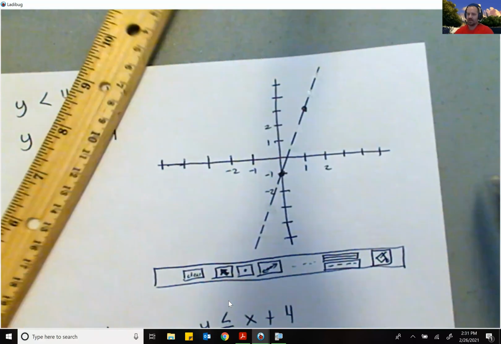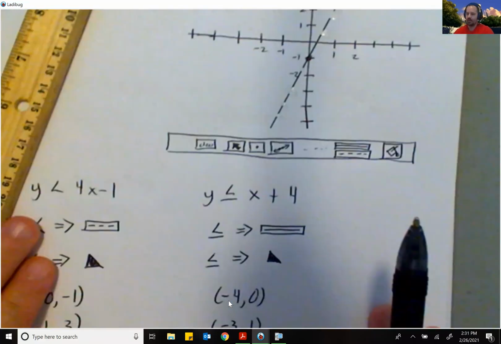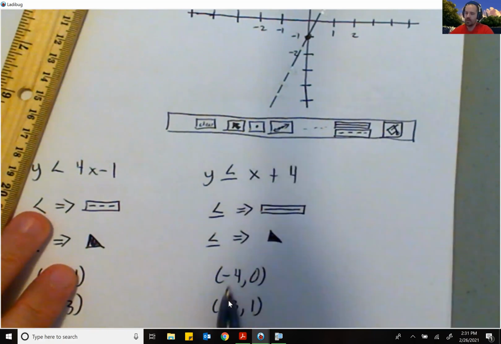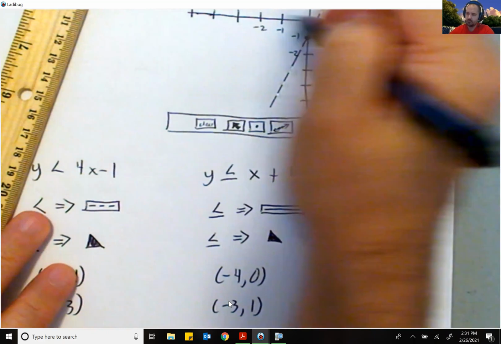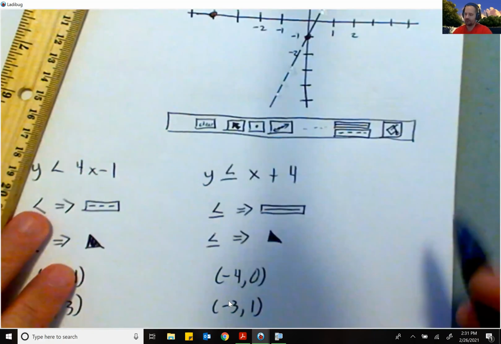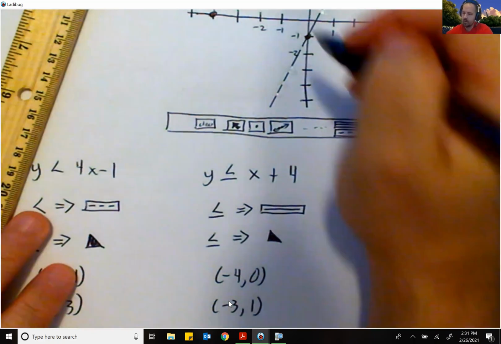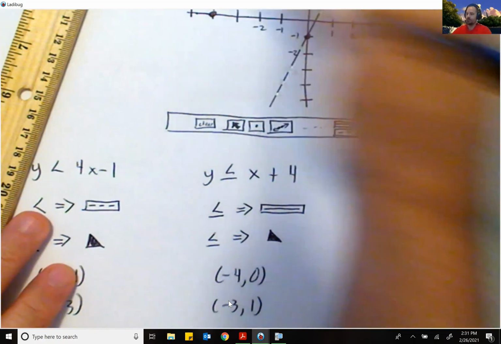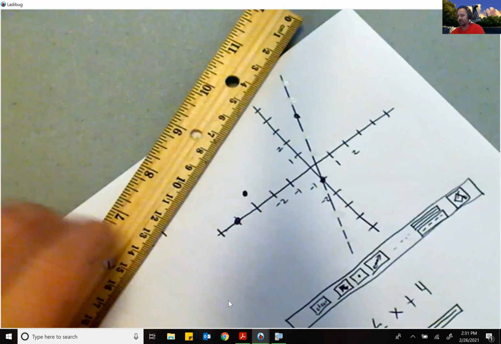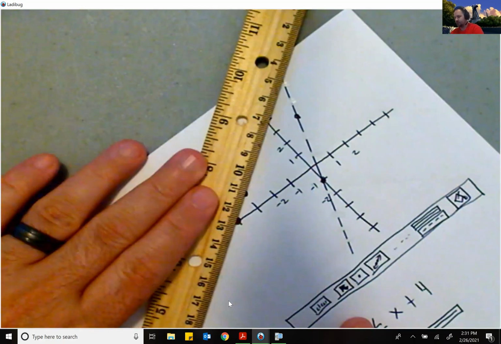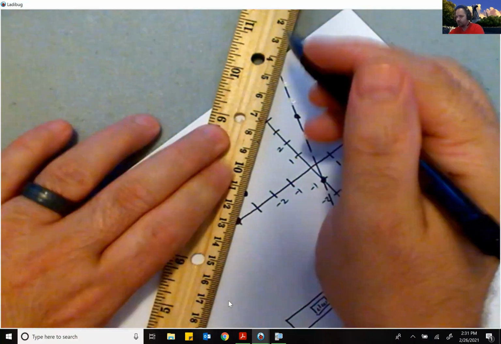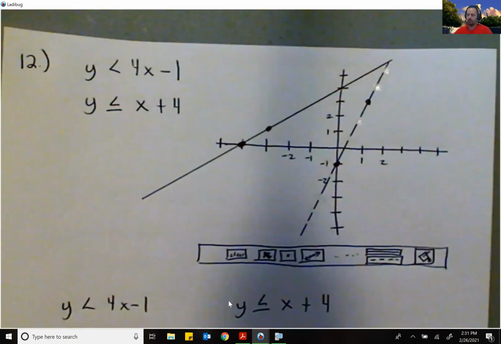And now we're going to graph the second line. So I'm going to push my line tool, I'm going to push the solid, and I'm going to graph (-4, 0) and (-3, 1). It's probably a little too high. And this one will stay solid. So there's our line. I really made that one too long.